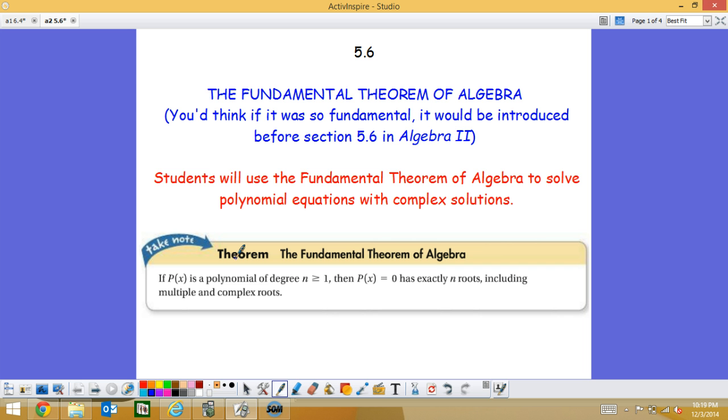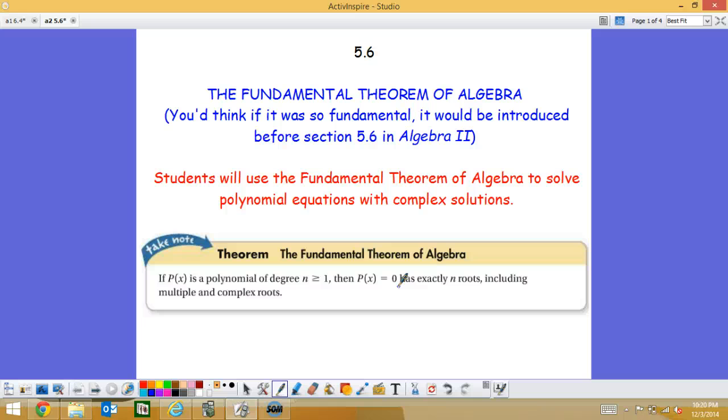We talked about the fact that whatever the degree of our polynomial was, that was how many solutions we needed, how many roots we needed for that equation. So that's basically what the fundamental theorem of algebra says, that if p of x is a polynomial of nth degree, then the equation p of x equals 0 has exactly n roots.